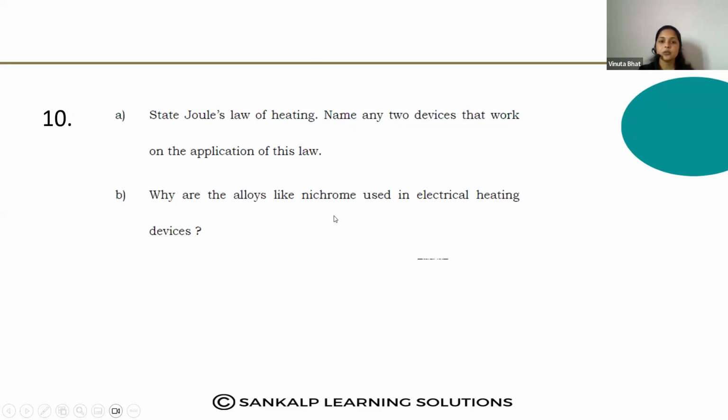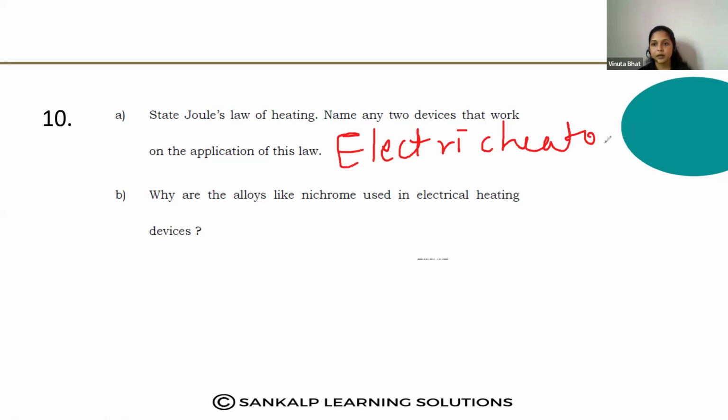Here we already know Joule's law of heating; we have already studied it. Name any two devices that work with the application of this law. Electric heater and iron box.